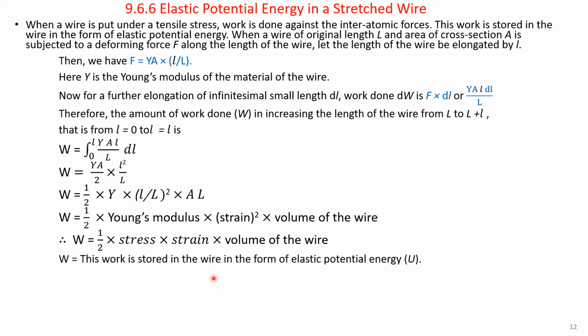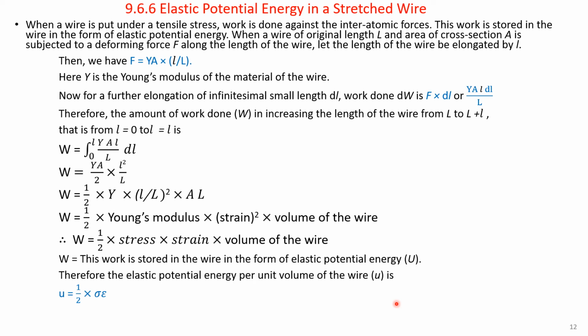This work is stored in the wire in the form of elastic potential energy represented by capital U, and it is therefore the elastic potential energy per unit volume. That is, if we divide W by V, the unit volume, we get the value of U. Therefore, U is given by U is equal to half of sigma into epsilon.